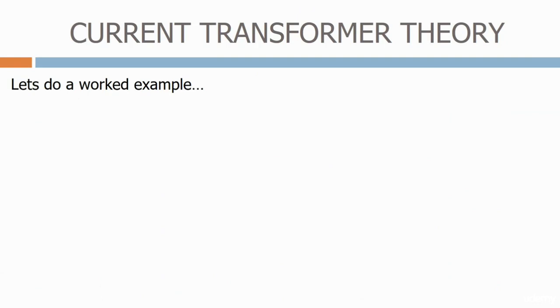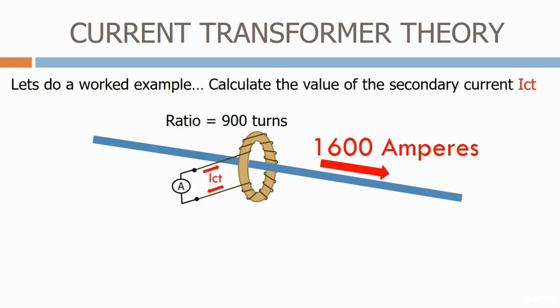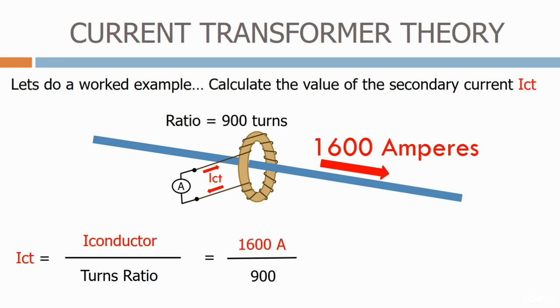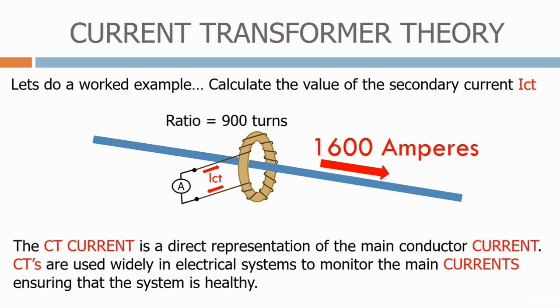Let's do a worked example. Calculate the value of the secondary current, ICT. From the previous equation, ICT equals the current flowing through the conductor divided by the turns ratio. In this case, this equals 1600 amps divided by 900, which is the turns ratio, equals 1.77 amps. The CT current is a direct representation of the main conductor current. CTs are used widely in electrical systems to monitor the main currents, ensuring that the system is healthy.